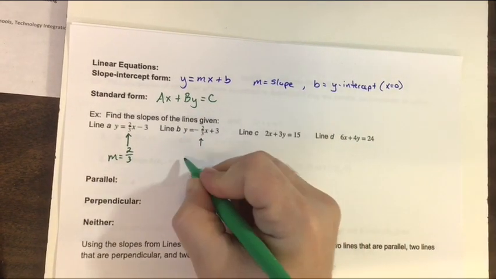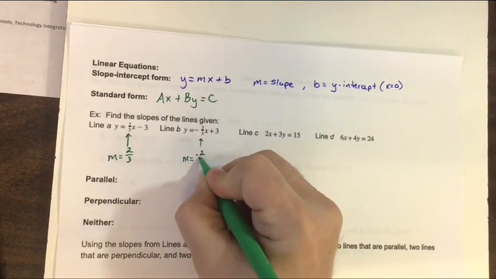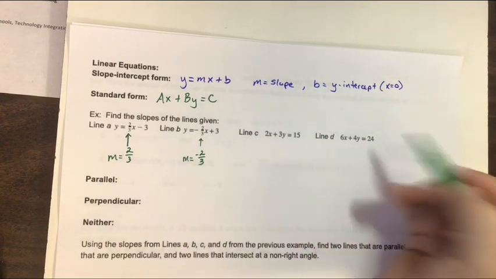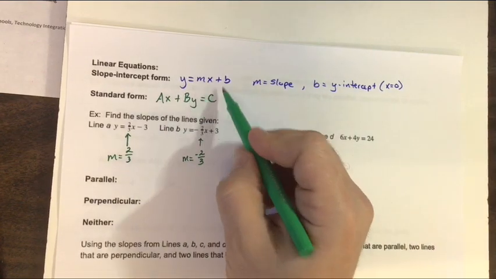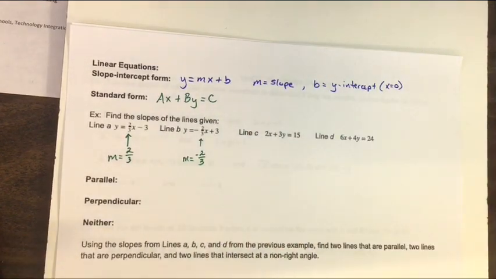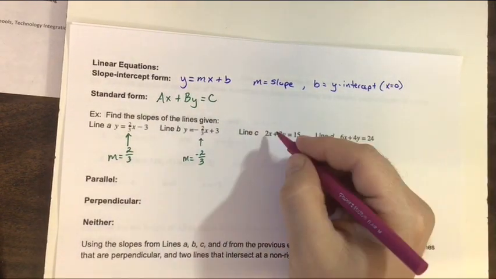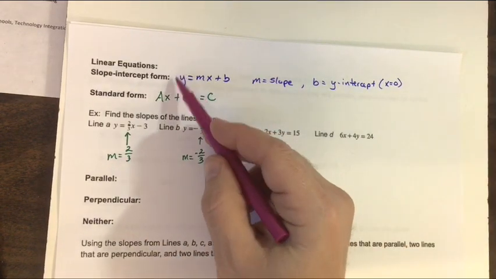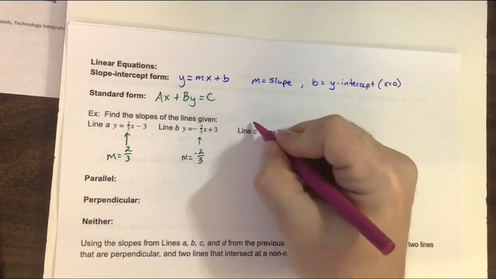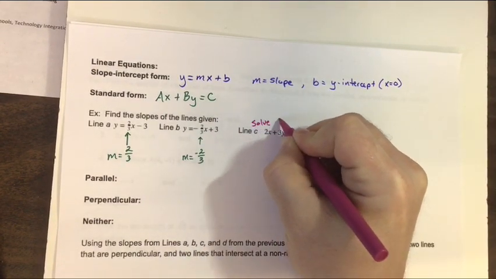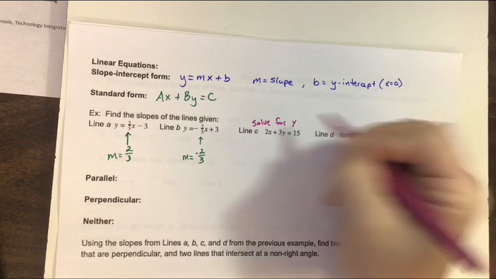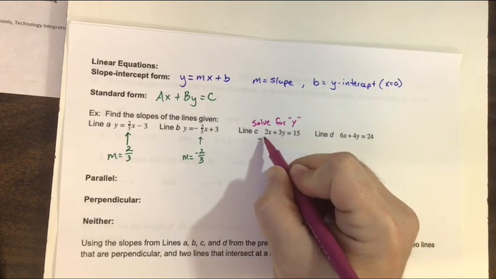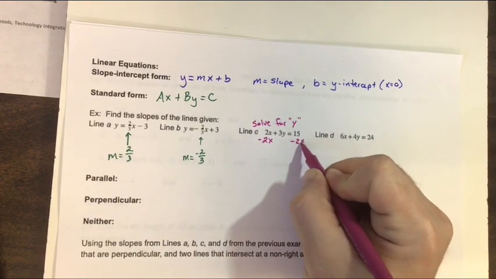Here my slope is negative 2/3. Okay? But in line C and line D, we have to put them into slope-intercept form first. And so that's where we are going to require you to do a little bit more work. To get this form into slope-intercept form, you'll notice y is by itself. All I really have to do is solve for y, meaning get y by itself. So the first thing I'm going to do here is subtract 2x from both sides.